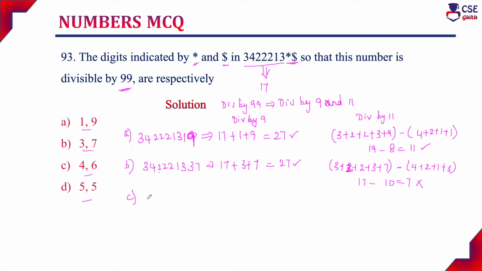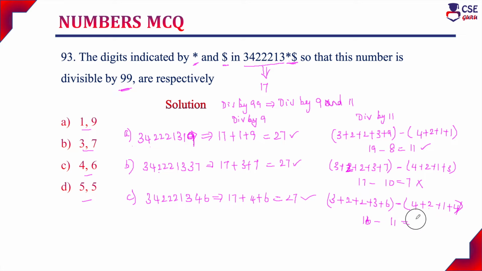Option C, if you are checking, 342213 and star value is 4, dollar value is 6. So 17 plus 4 plus 6 is 27. Yes, it is divisible by 9. And the divisibility rule by 11: the sum of the odd digits is 3 plus 2 plus 2 plus 3 plus 6, minus the sum of the even digits, 4 plus 2 plus 1 plus 4. The value is 16 minus 11, so the value is 5. So it is not divisible by 11.